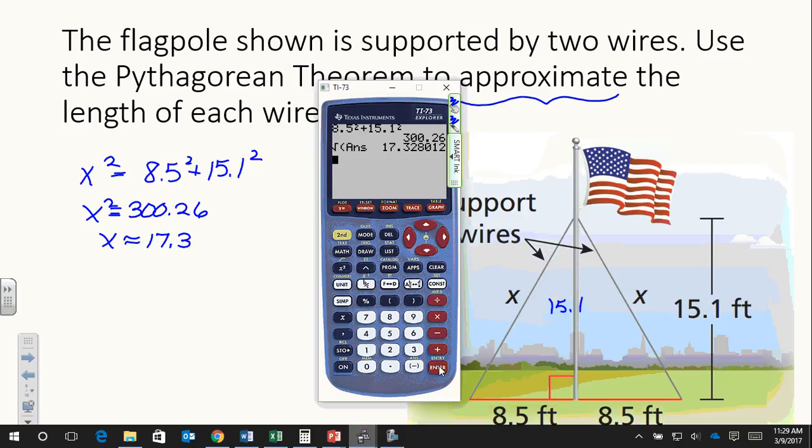Everything else was 1 decimal point, so we'll call it 1 decimal point. And it will be in feet for our unit. Okay? Questions on this one? All right, so here comes the next.